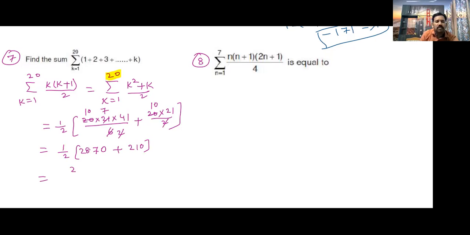870 plus 210, 1090. That means 3090 divided by 2. So 2 ones are 2, 2 fives are 10, 45. Overall answer is 1545. Now this is the 8th question, also the same model, but see the calculation.